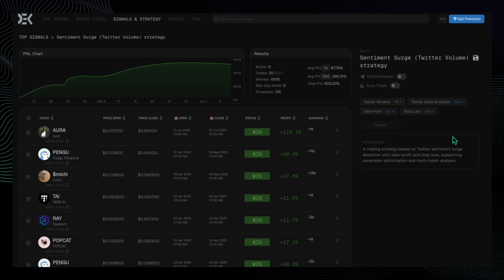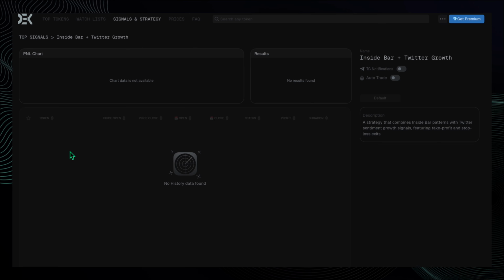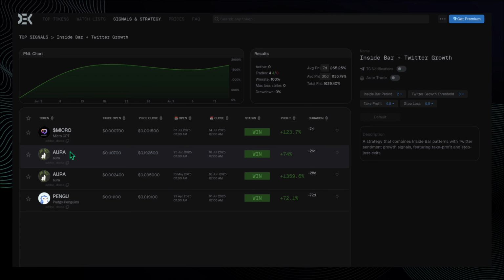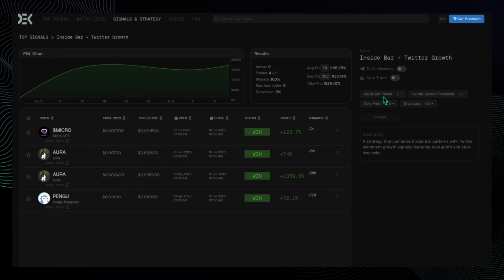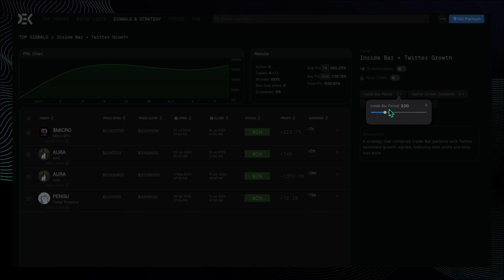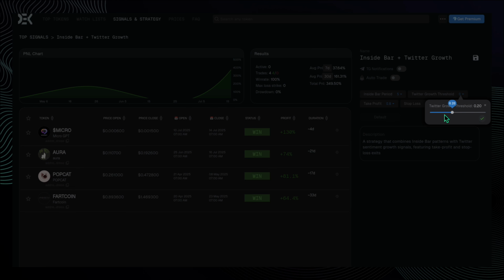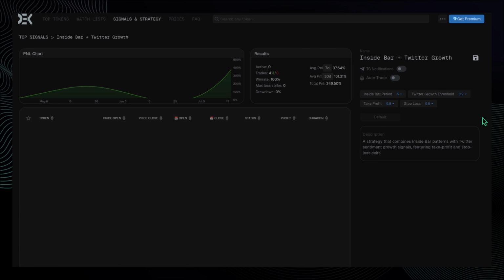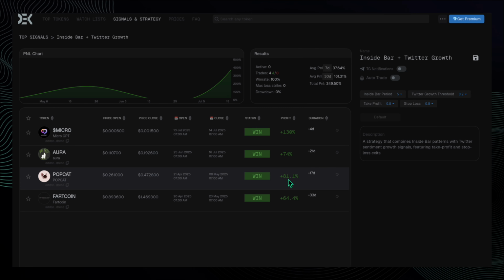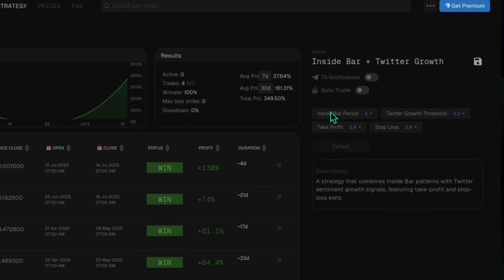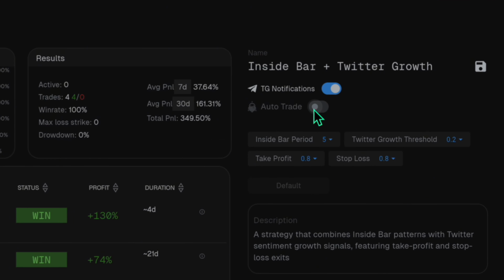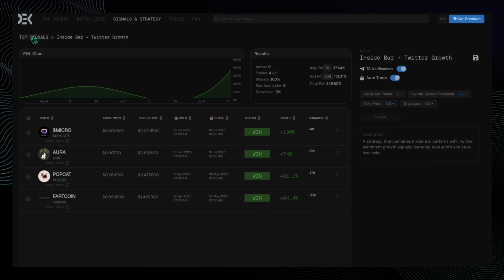Then there's Twitter growth. While sentiment surge focuses on sudden bursts, Twitter growth looks long-term. How community interest grows over time. The algorithm measures audience expansion and activity around a token. A steady climb equals traction building, and often the market hasn't priced it in yet. Combined with TA, this strategy reveals whether there's real ground for a move, not just a one-time pump.